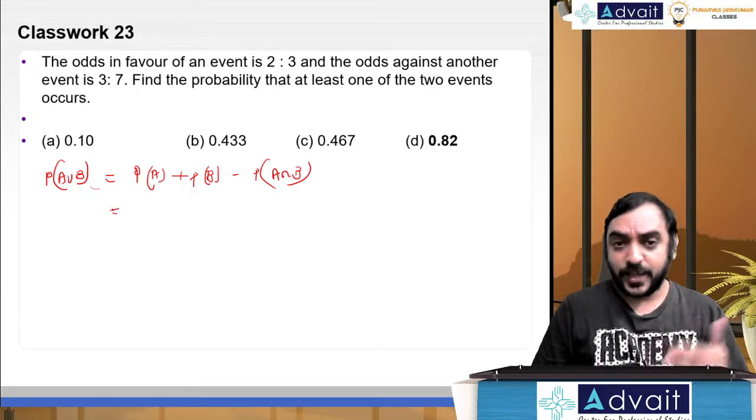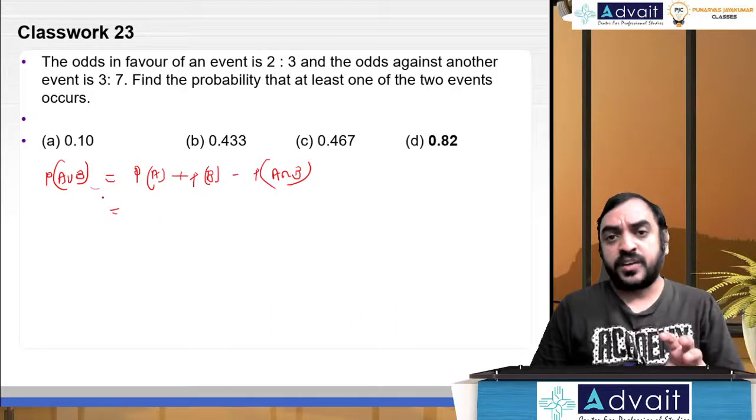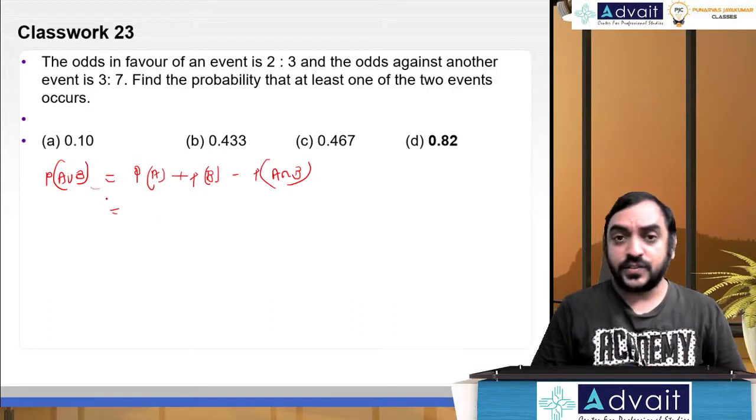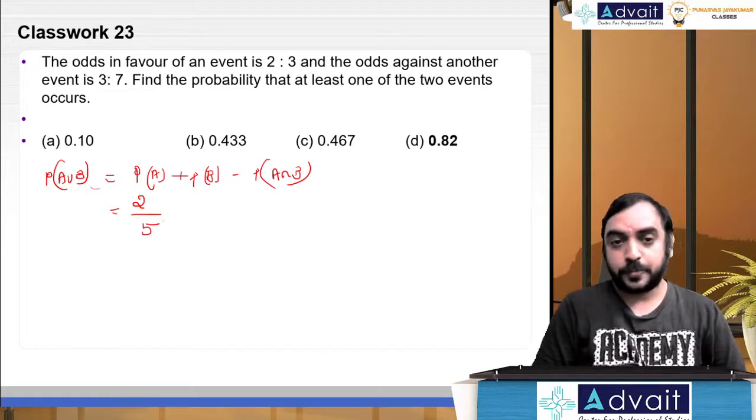Probability of event A, odds in favor, 2 is to 3. Odds in favor means the first number is favorable, second number is against. So 2 is to 3. So 2 possibilities are favorable out of total 5 possibilities. So probability is 2 by 5.